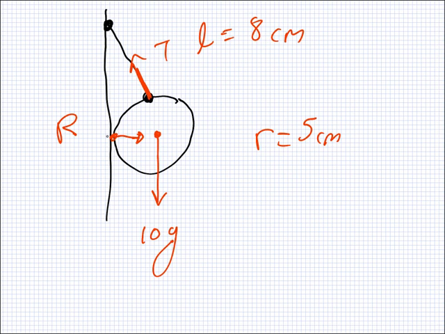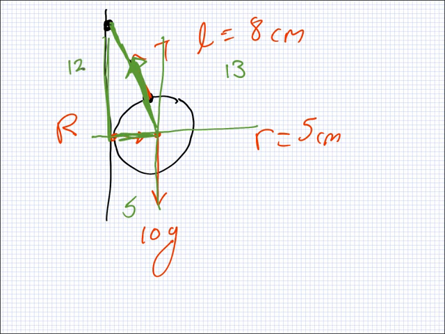Well, this reaction force is horizontal here, isn't it? And this is vertical. So then this one must be going like this through the center as well. How big is this hypotenuse? 8 plus 5, so that's 13. How big is this? 5. So how big is this? 12, from Pythagoras. Now, we'll call this angle theta.